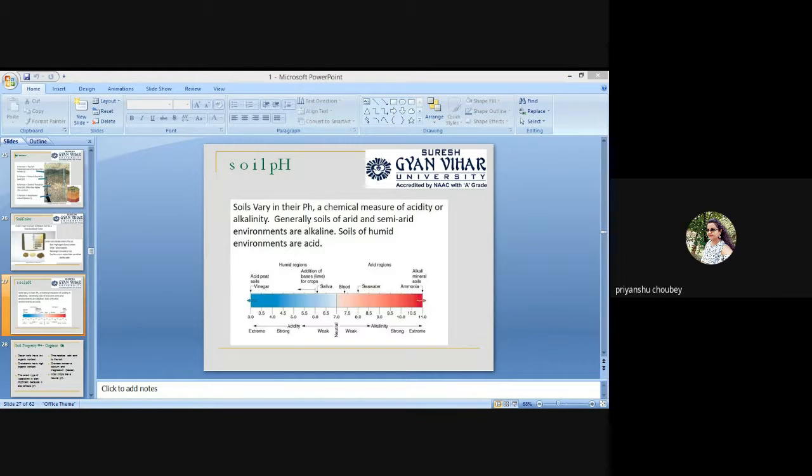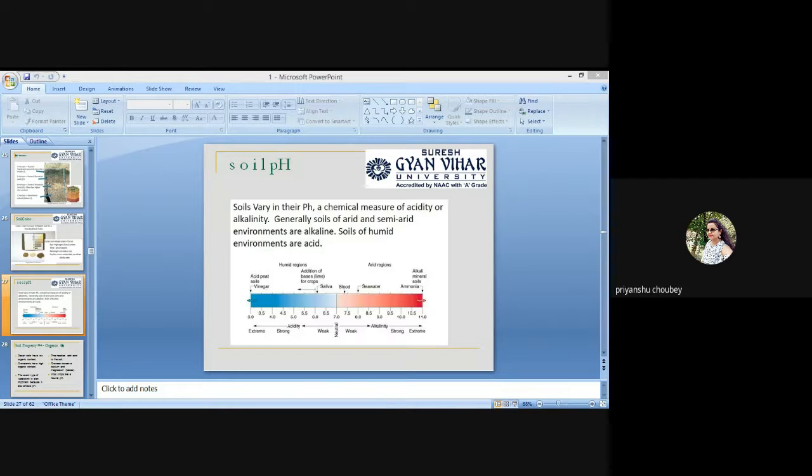Standard buffer solutions of pH 4.0, 7 and 9.2 are used. The steps followed for pH measurement: first, 10 grams of air-dry soil is transferred to a 100 ml beaker and 25 ml distilled water is added. After that, the contents are stirred intermittently using a glass rod, and allowed to stand for 30 minutes. The pH meter is switched on and calibrated with the help of a buffer solution.